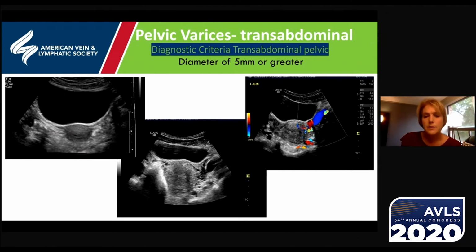So let's talk about diagnostic criteria when we're evaluating the pelvic veins transabdominally. The veins need to be 5 millimeters or greater. That being said, we really just got that criteria. For the first few years that I know we were doing this, it was really, if you could see veins in the pelvis, they're abnormal, because the veins are very small.